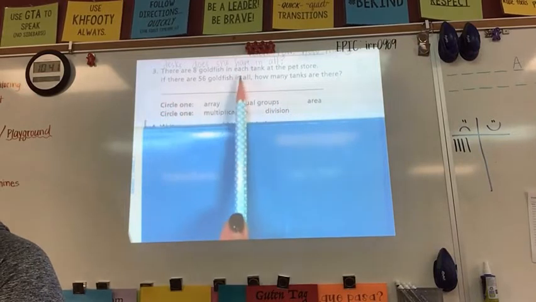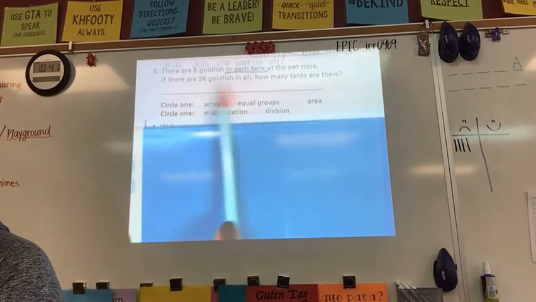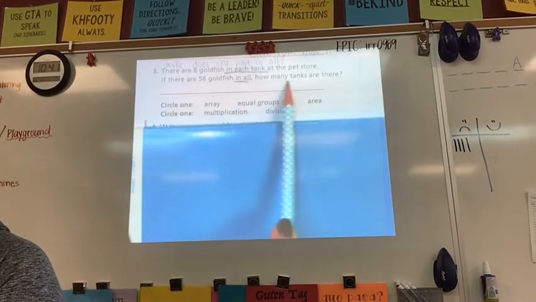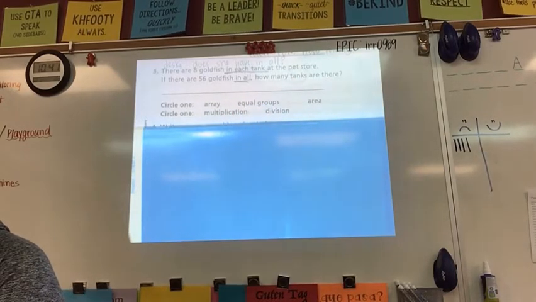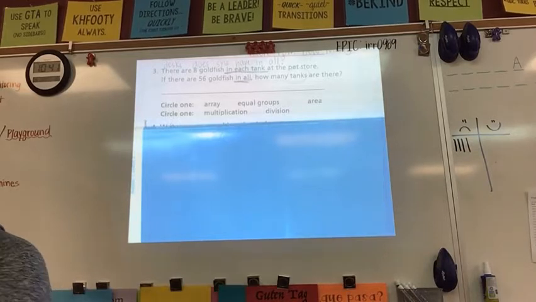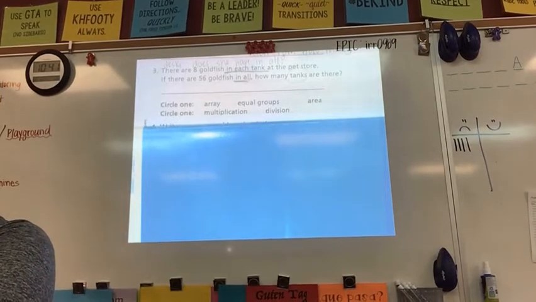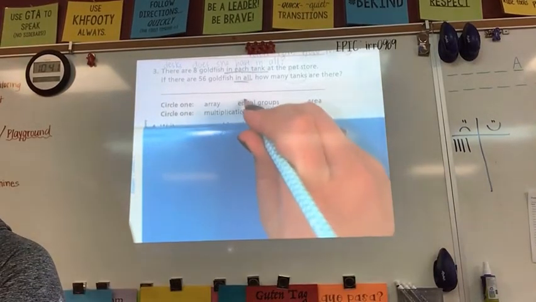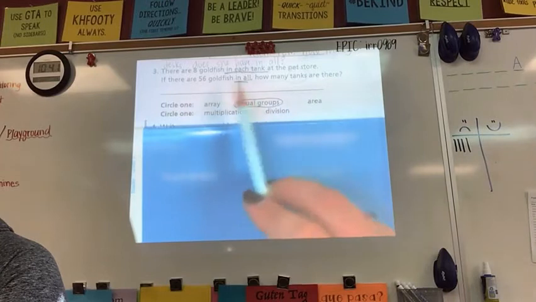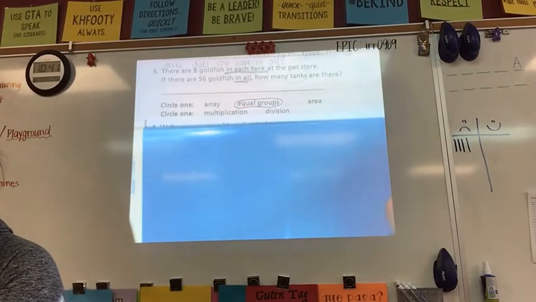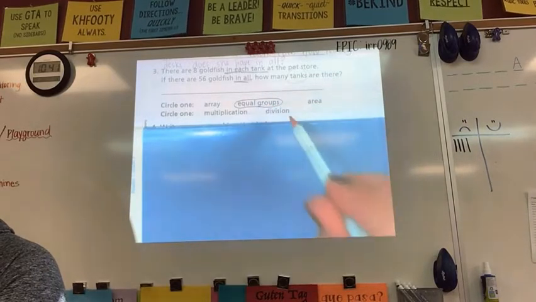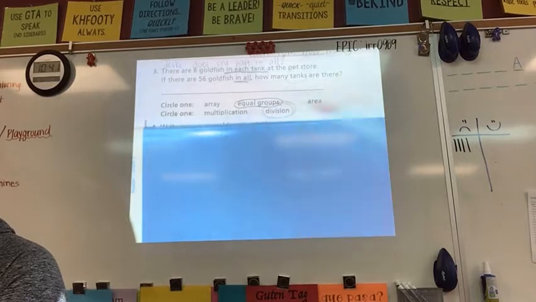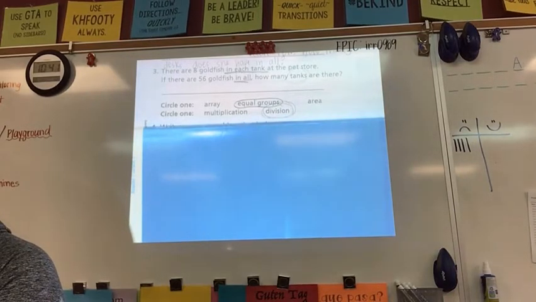There's 8 in each tank. There's 56 in all. And they want to know how many tanks we have. What type of problem is this? An array, an equal groups, or an area? Ellie? Equal groups. Yes. And just so you guys got that heads up, you probably recognize this is really equal shares, right? So instead of calling it equal shares, they're going to call it an equal groups division since we know our total.